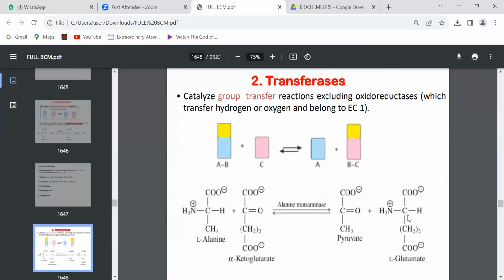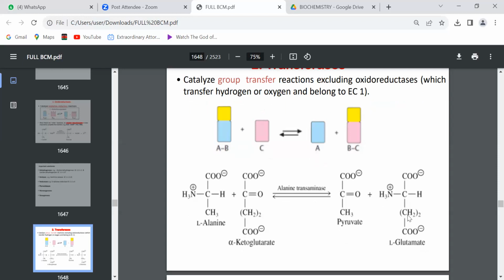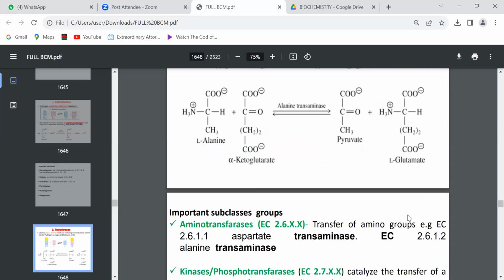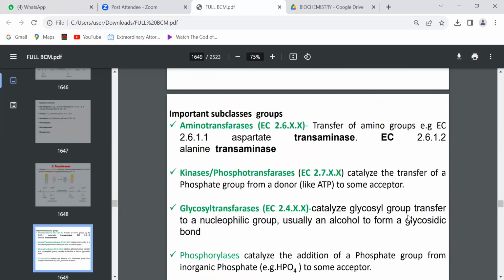Like this one, you look at the name, then you can see what the substrate is and what kind of reaction it is. So you can just tell what is going on in each reaction. These are some of the subclasses for the transferases.